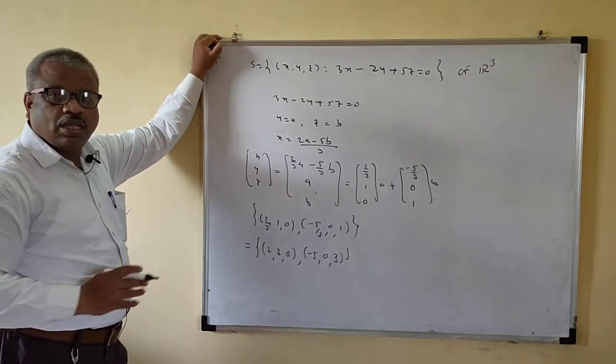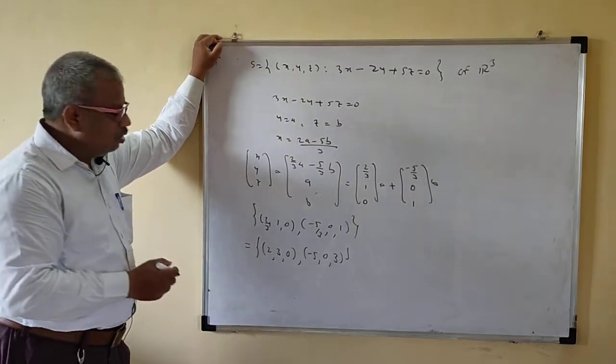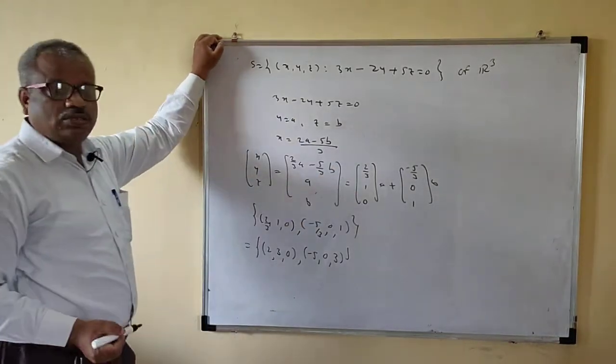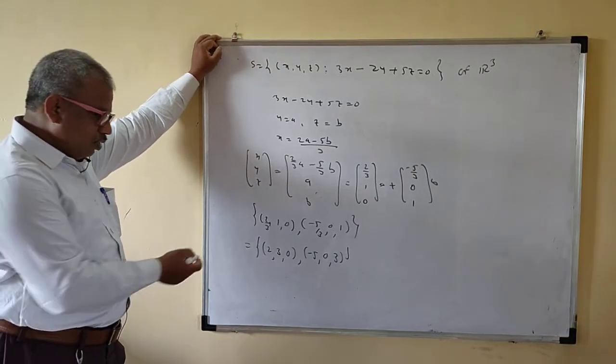So you have taken a by 3 common. Then this will be 2, 3, 0, then minus 5, 0, 3. Okay, so this is the basis.